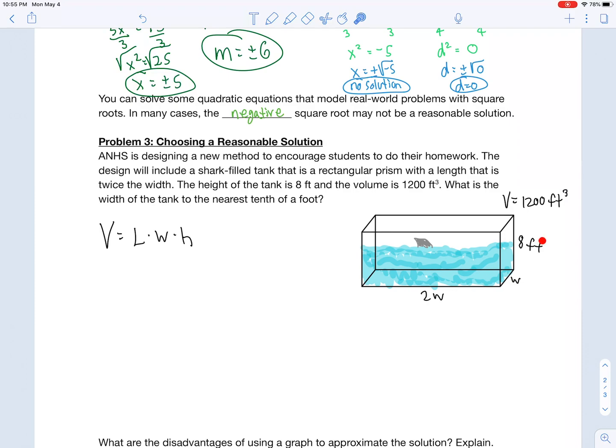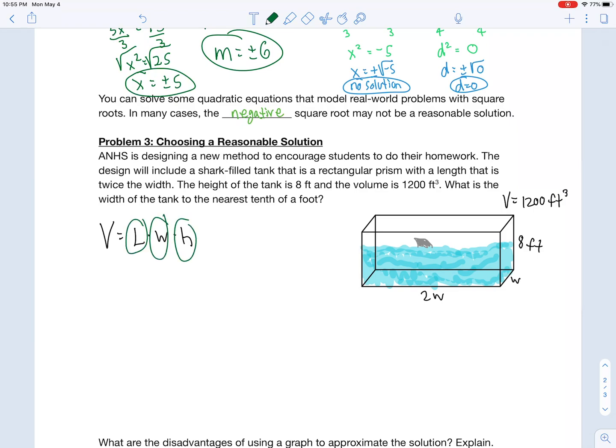It says that the height is 8 feet. The width we don't know yet. We're just going to call that W. And the question also describes the length as just twice as long as the width. So that's just 2W. It also says the volume of the entire tank is 1,200 cubic feet. So one formula you'd need to know to solve this question in the first place is how to find volume. And I've given that to start with.